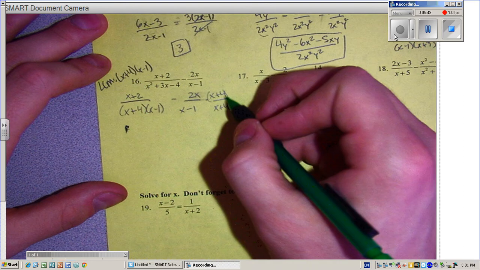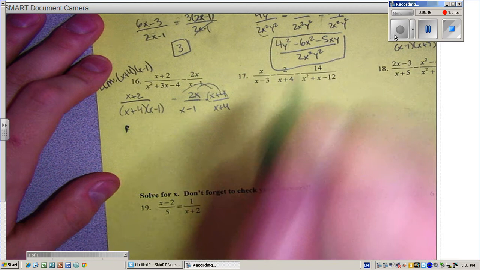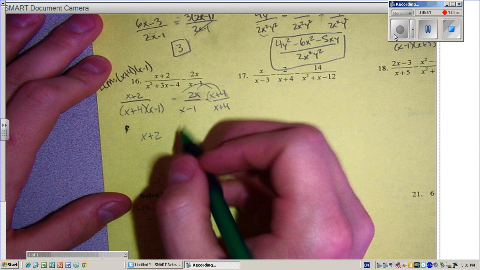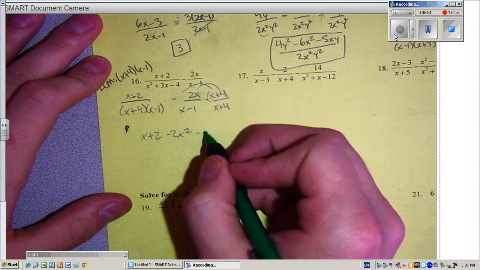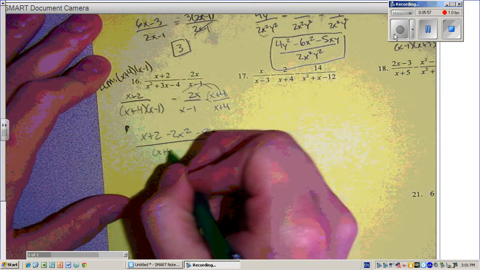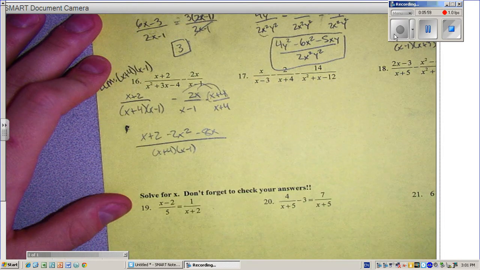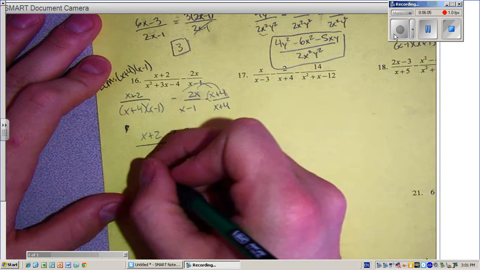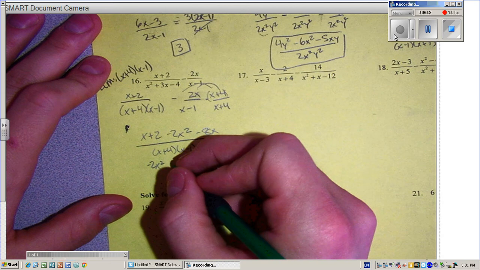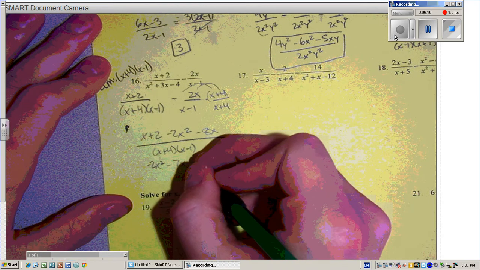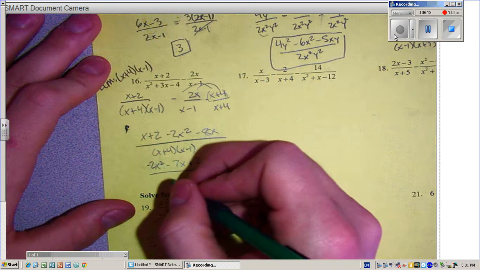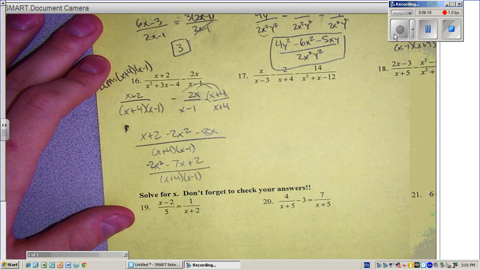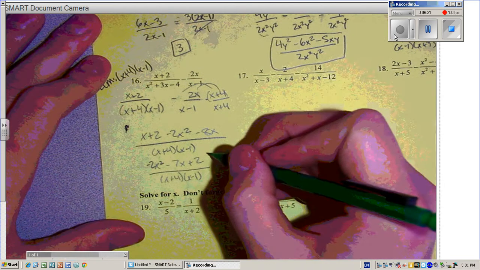Make sure I distribute this negative 2x so that I get an x plus 2. And I'm going to add all the numerators together. Minus 2x squared minus 8x over that LCM, x plus 4 times the quantity x minus 1. Now I'm going to combine like terms. So I'm left with negative 2x squared minus 7x plus 2 over x plus 4 times the quantity x minus 1. The numerator does not factor, so in fact this is our final answer.